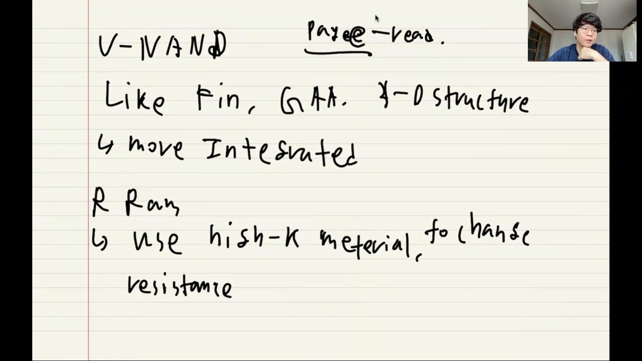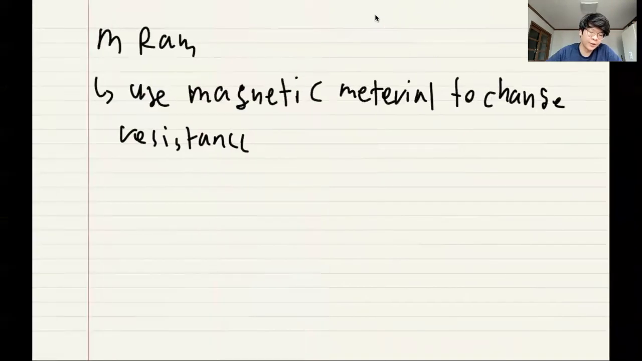And there are varieties of random access memories. First of all, the RRAM or memristor uses high-K materials to change resistance, and there is MRAM, which uses magnetic materials to change the resistance between two electrodes. MRAM and RRAM have two electrodes, so they can be more integrated than the 3-electrode transistors.